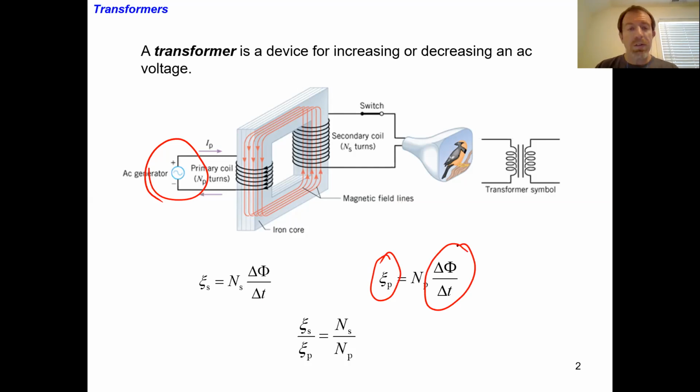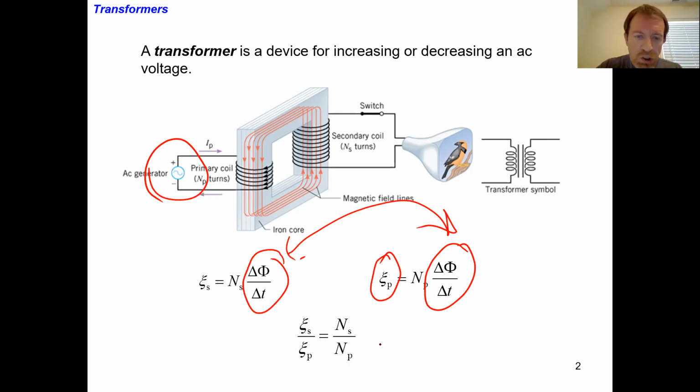Well, if we've got a really good iron core and we're working in a perfect world here, then none of the magnetic field lines are going to escape, and the flux through our secondary coil is going to be the exact same as the flux through our primary coil if we don't lose any field lines at all. Well, if that's the case, then there's a connection between these two formulas that I have circled. The delta phi over delta t is the exact same, so we can rearrange those equations and end up setting them equal to each other.